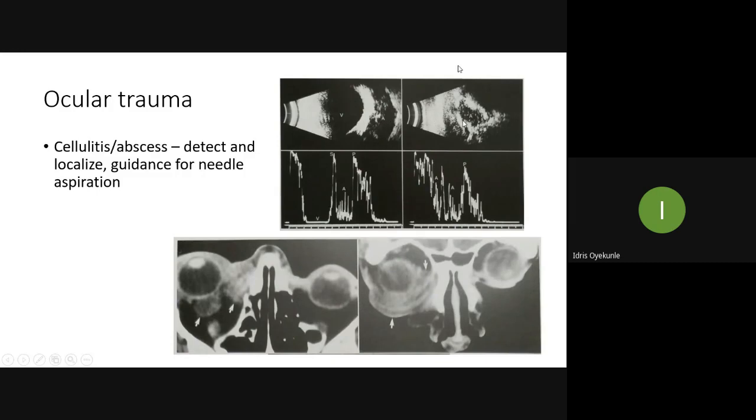So this is a patient who has an orbital abscess here. This is a transocular scan, and this is a transorbital scan here. In a transorbital scan, you don't see the vitreous cavity or any of the ocular structures.